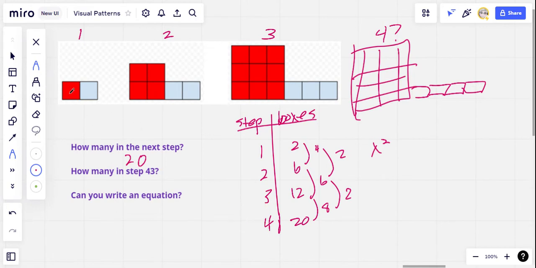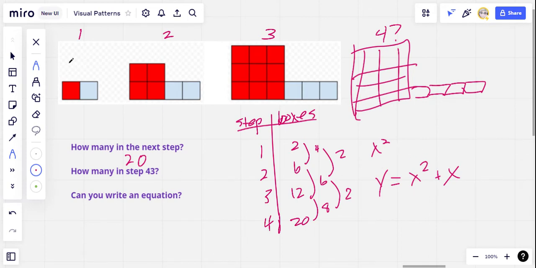So for this particular pattern, I think I'm going to take it in 2 parts. So this red part, to me, that looks just like x squared, right? So this is a 1 by 1 square, that's 1 squared. This part is 2 by 2, so that's 2 squared. And this part is 3 by 3, so that's 3 squared. So the red part, I think, is just x squared. And then for the blue part, it's 1, then it's 2, then it's 3. That's really just the step number. And the step number is x, right? So we have the step number squared, and then we add the step number. And I think that's it. I think that's the whole equation.